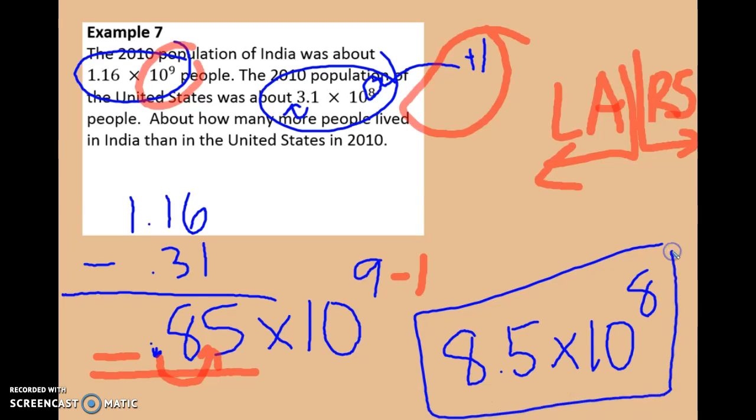So what this is showing is at the end, you always need to make sure that your final answer is in scientific notation. You have exactly 1 digit to the left of the decimal.